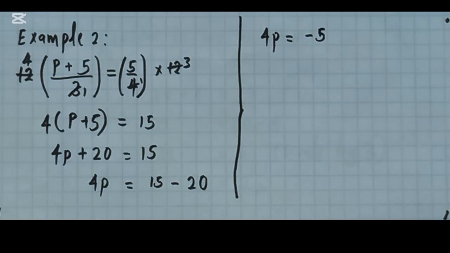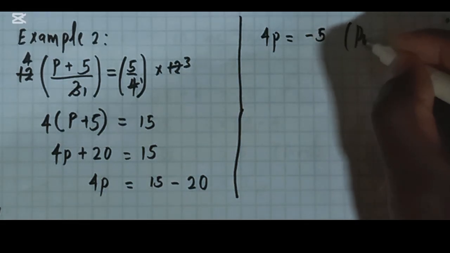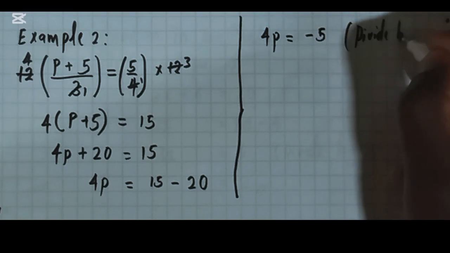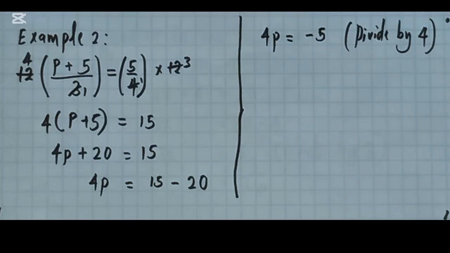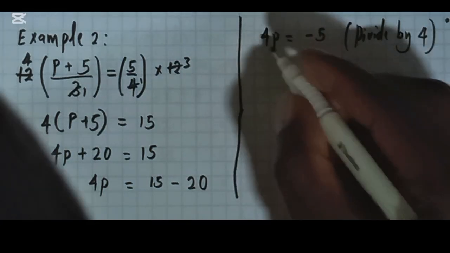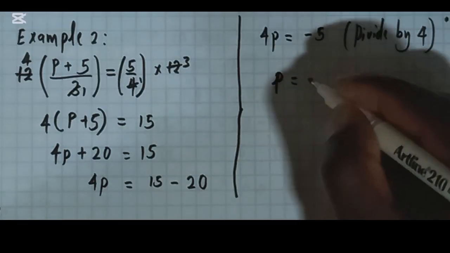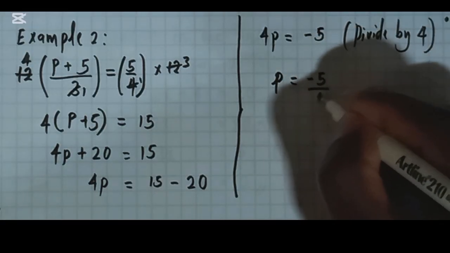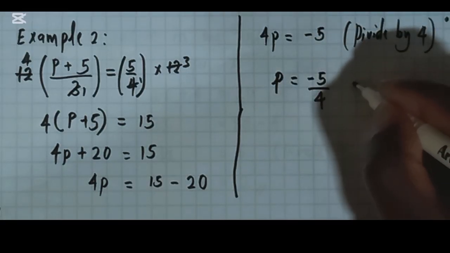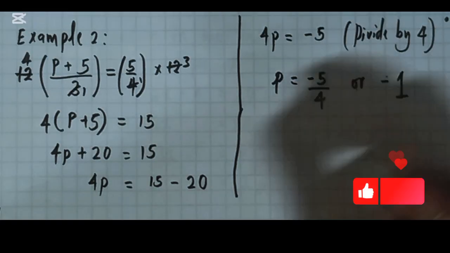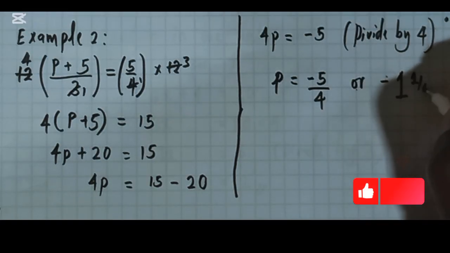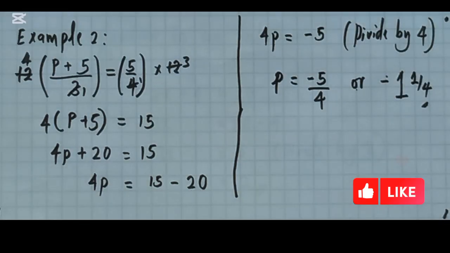Anyways, for us to find the value of p, we're going to divide both sides by 4. And so p will be equal to negative 5 all over 4, which simplifies to negative 1 and a quarter. So that will be it for that example.